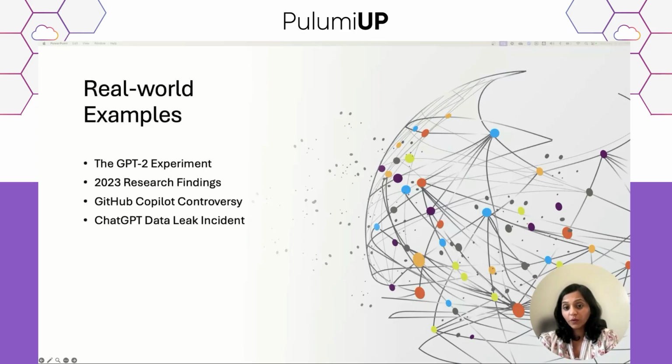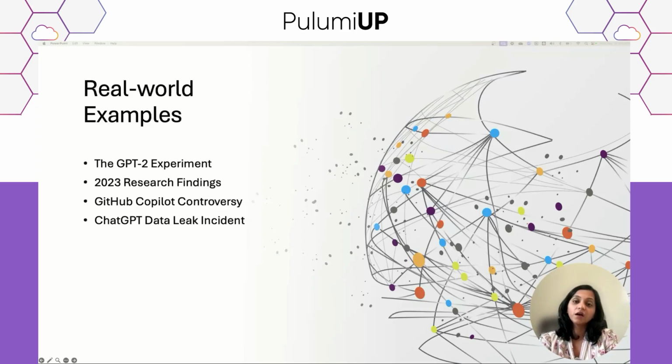Fast forward to 2023, and we saw some eye-opening research findings. A study by teams from Google DeepMind, UC Berkeley, and Princeton University showed that large language models could be coaxed into revealing sensitive information from their training data. We are talking about email addresses, phone numbers, the kind of stuff we definitely don't want AI systems blurting out. And this really drove home the risk of unintended information disclosure.